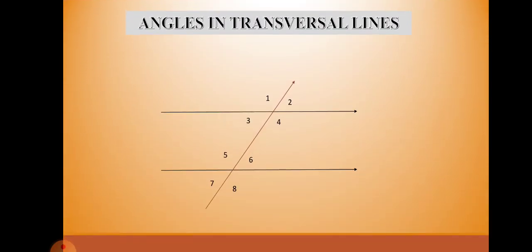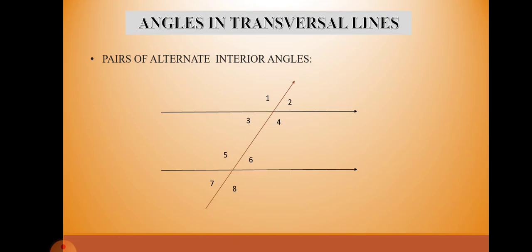Next, pairs of alternate interior angles. Alternate means nothing but opposite. If one angle is lying on the right side, the other must be on the left side of the transversal. That is nothing but alternate.